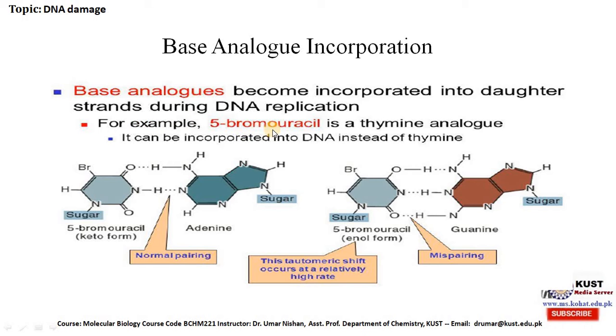For example, 5-bromouracil is a thymine analog. It can be incorporated into DNA instead of thymine. You can see here 5-bromouracil in its keto form, with the normal pairing with adenine. This tautomeric shift occurs at a relatively high rate. The 5-bromouracil enol form mispairs with guanine. This is guanine, and this base analog incorporation can result in damage to DNA.